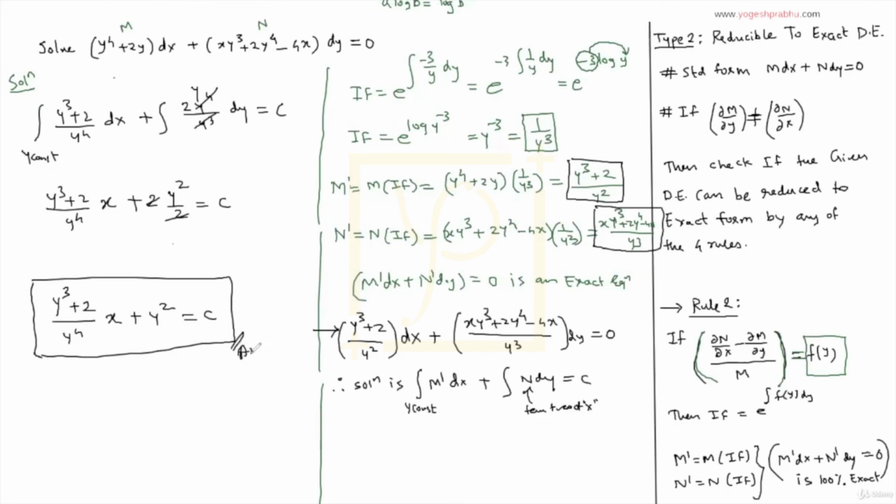This is the answer. I hope you understood how I used rule 2 and converted the initially not exact equation by multiplying by the suitable integrating factor, and we got the answer.